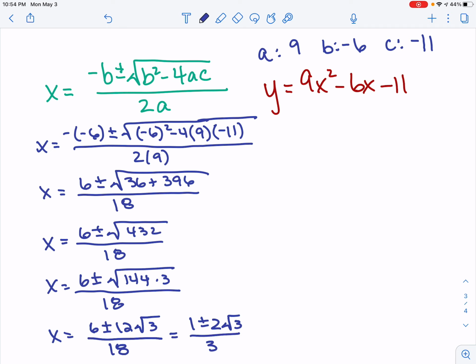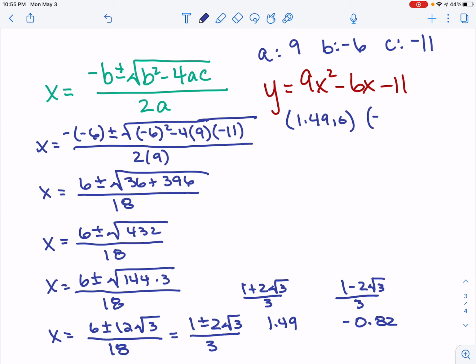So if I break that into two problems here, I have 1 plus 2 square root of 3 divided by 3. And then I have 1 minus 2 square root of 3 divided by 3. Now if I want to write those as decimals, my first one here is going to simplify to 1.49. My second one's going to simplify to -0.82. So if I want to write these as ordered pairs for x-intercepts, I would have (1.49, 0) and I would have (-0.82, 0).